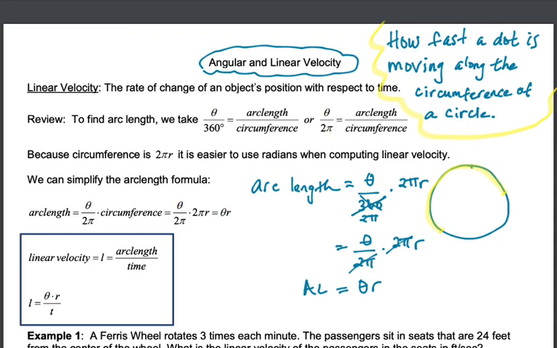So when you do linear velocity, you're talking about the arc length with respect to time. So our formula will be theta times r divided by time. All right, let's do a few examples.